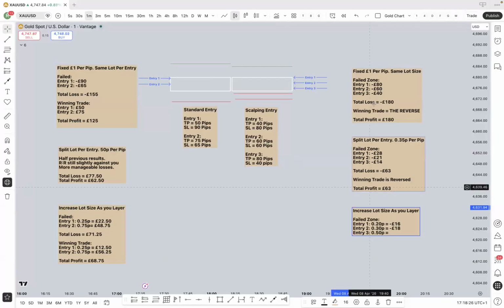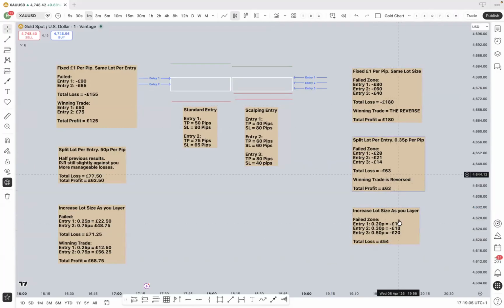Okay, so as you can see here, we had £1 at each level, potential loss of 180. Here we've split that in half, or thirds, 0.35, 35p per pip. We've had a £63 potential loss. And if we do that here, entry 3 gives us a £20 loss. Total loss, potentially £54. So again, what have we done as we move down here?